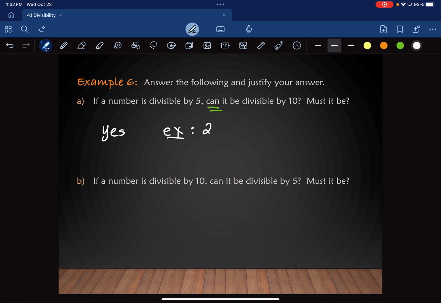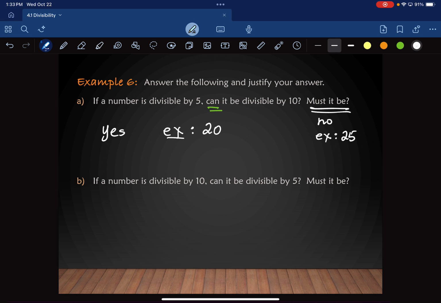20. Is 20 divisible by 5? Yes, so it matches the first criteria. Is it also divisible by 10? Sure. So yes. How about the second question? Must it be? No. Can you give me an example? 25 is a great example. Is 25 divisible by 5? Yes. Is it divisible by 10? No.